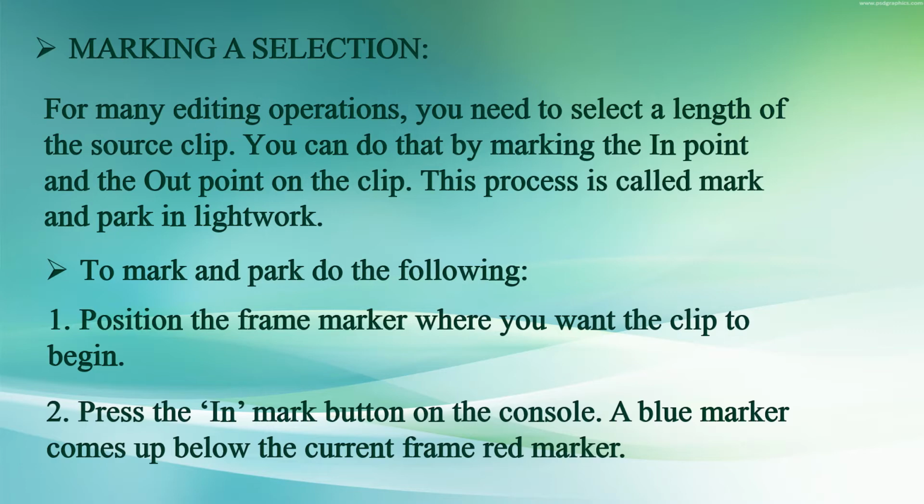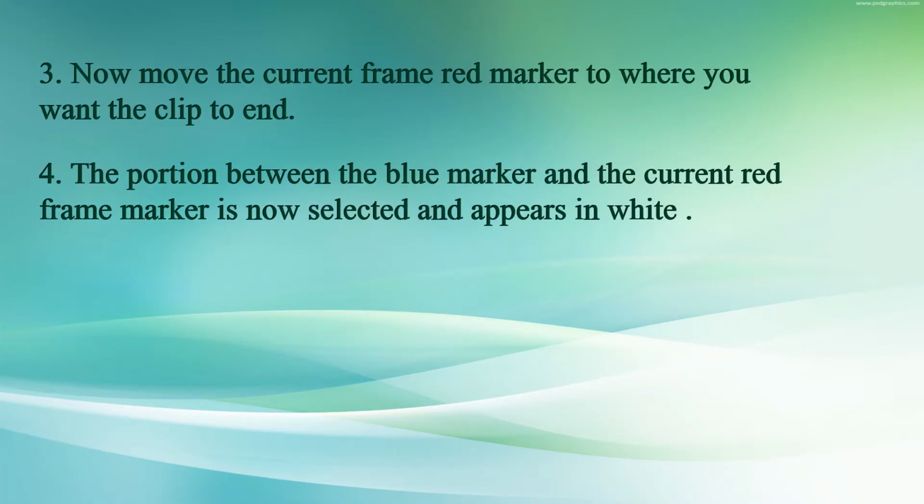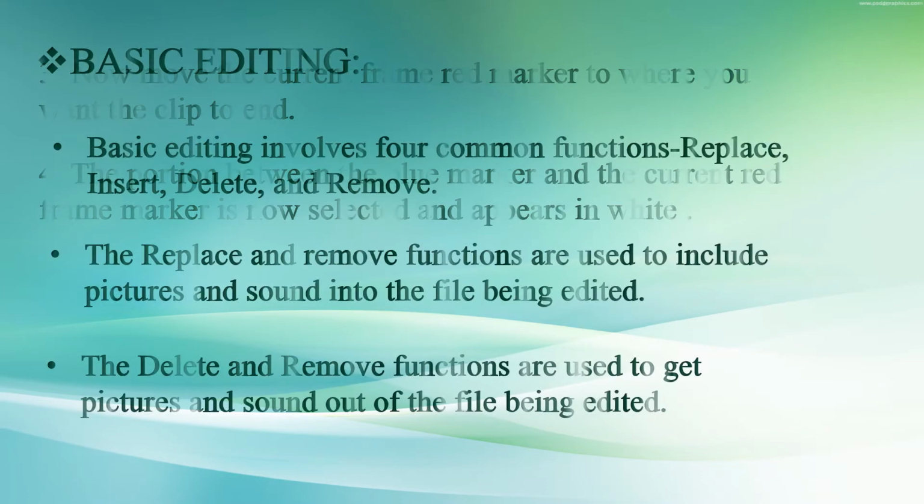To mark the in and the park, do the following. Position the frame marker where you want the clip to begin. Press the in mark button on the console. A blue mark comes up below the current frame red marker. Now move the current frame red marker to where you want to end the clip. The portion between the blue marker and the current red marker is now selected and appears in white as given below.